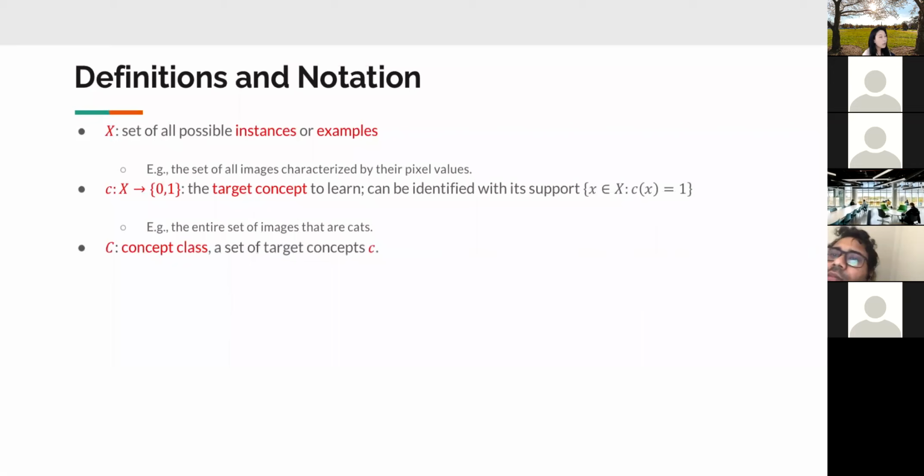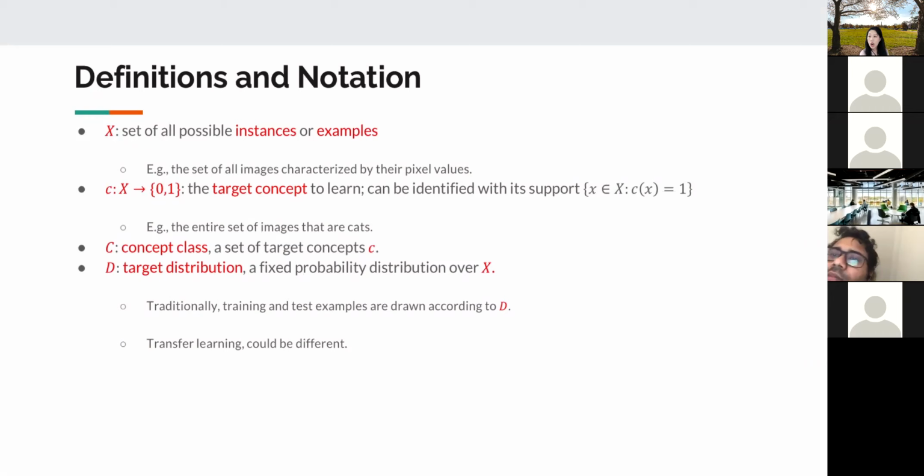So now the concept class, this is just a capital C. It is just a set of target concepts. That's easy to understand, and I don't want everyone to get bogged down on that for now. Okay, so more importantly is the target distribution. What is the target distribution? It's oftentimes what you call the underlying distribution that the data is generated from. So capital D, the target distribution, is a fixed probability distribution over the input space X.